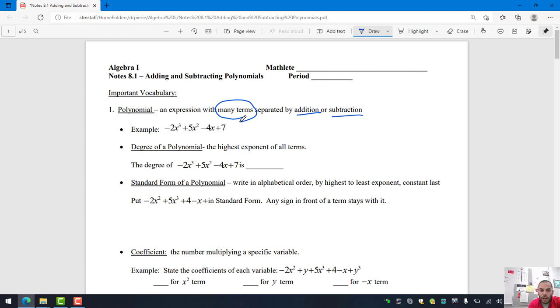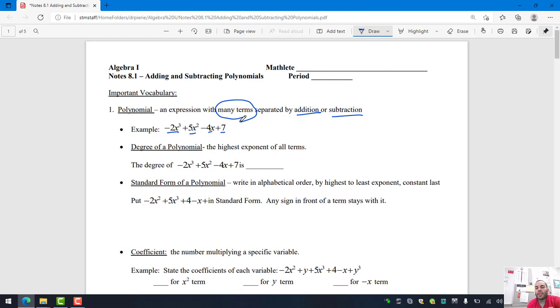Here's an example of a polynomial. Negative 2x cubed plus 5x squared minus 4x plus 7. This is an example of a four-term polynomial. This is the first term, the second term, third term, and the fourth term. You notice that they're all separated by addition or subtraction. It's a bunch of different terms squeezed together into one expression.